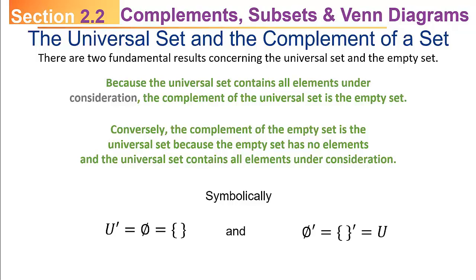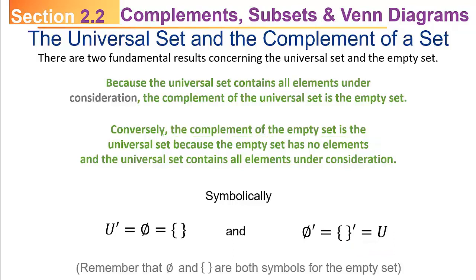And the complement of the empty set, whichever way you write it, either the open circle with a slash through it or the braces with nothing in it, the complement of the empty set is the universal set. And remember that I don't have to write both of those symbols for the empty set. I just write one or the other. I'm writing both for completeness here.